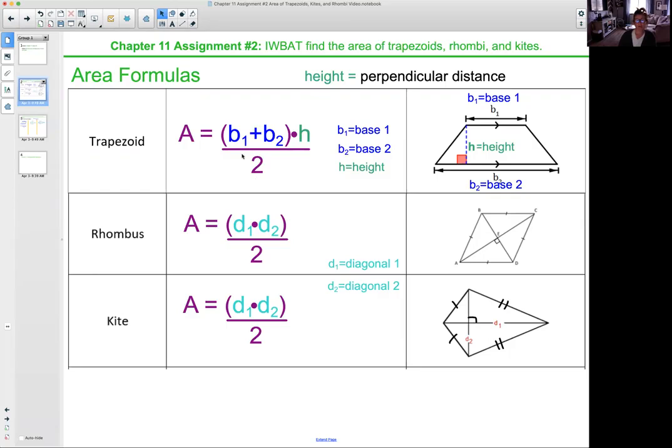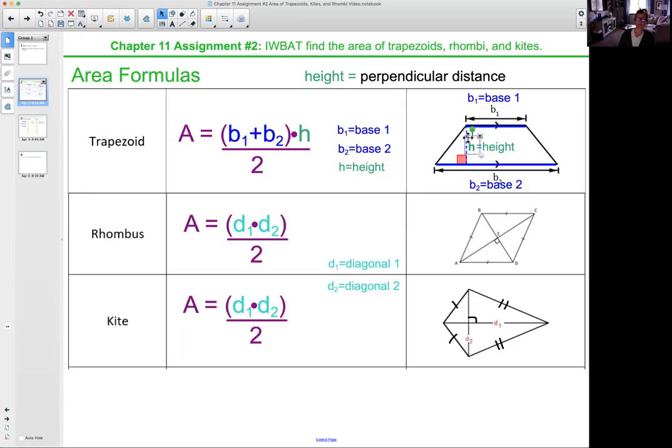So the trapezoid formula is going to be base 1 plus base 2 times the height divided by 2. So in a trapezoid, if you recall, a trapezoid has one set of parallel sides. Those two sides are the bases. It doesn't matter what order you plug them in. Addition is commutative, so you're not going to screw it up. You can put them either way. So you've got base 1 and base 2. You'll add those together. Then you're going to multiply by the height.